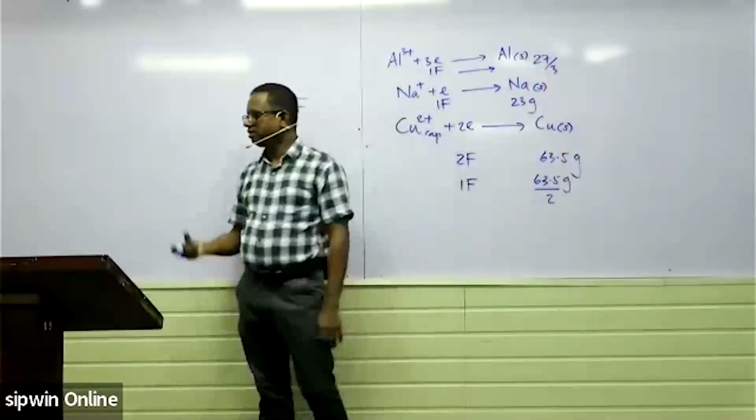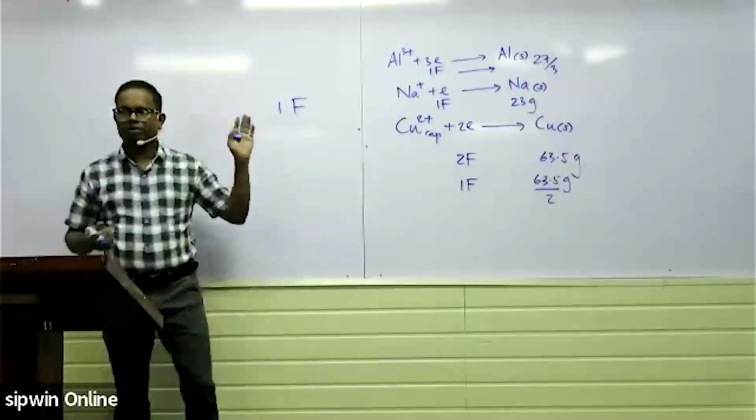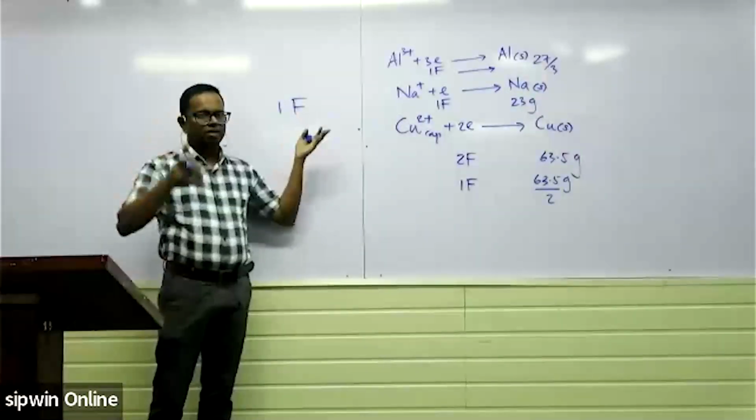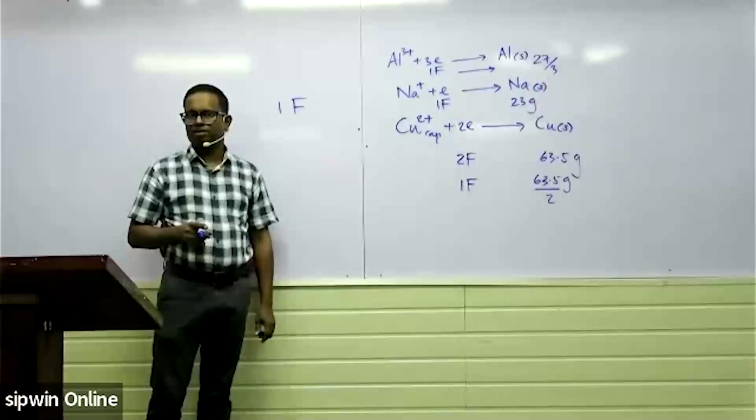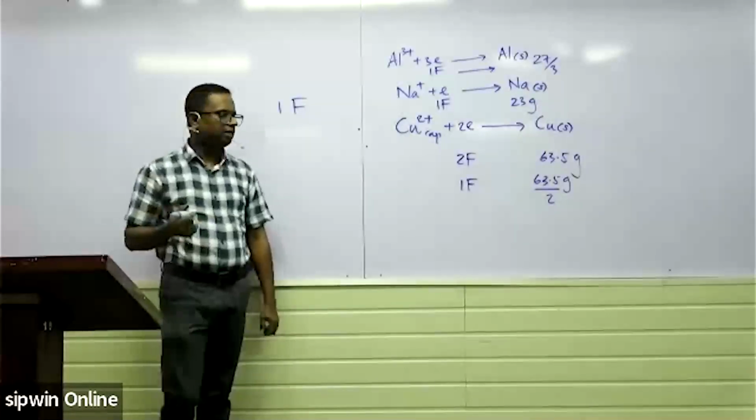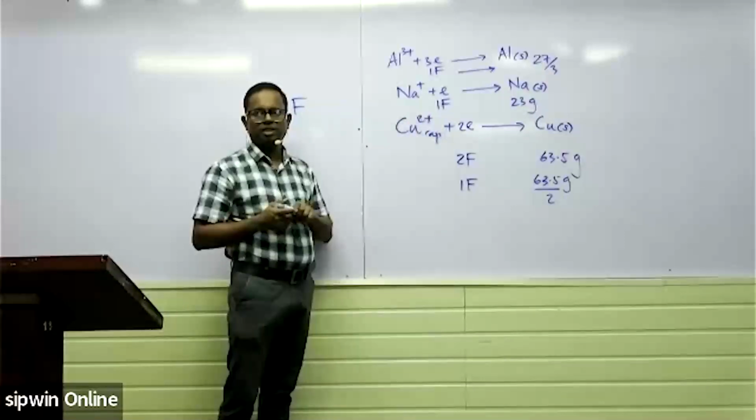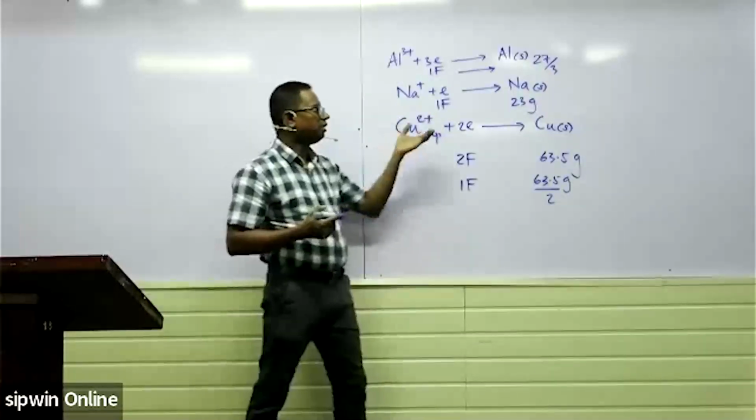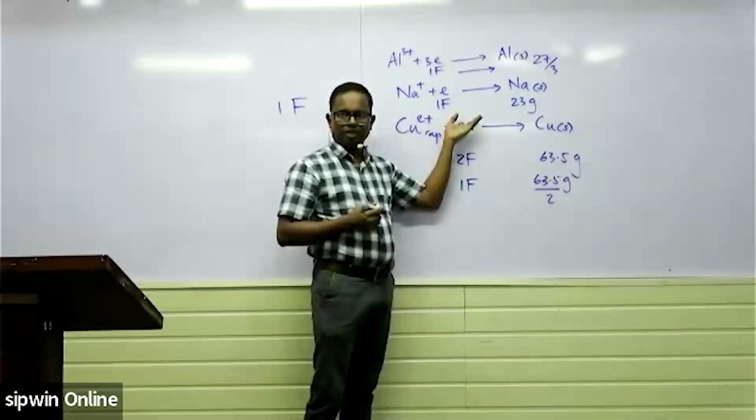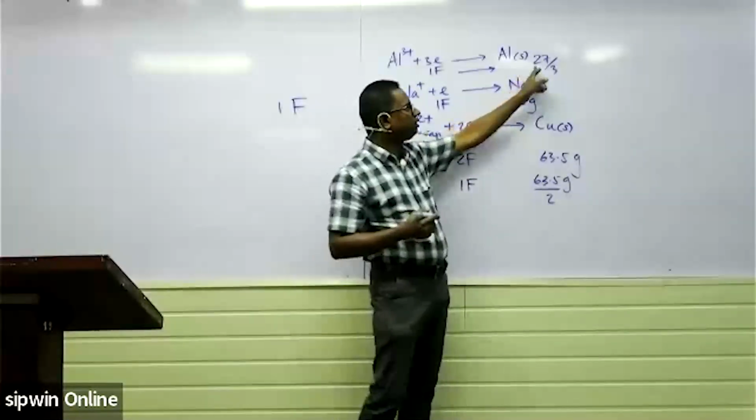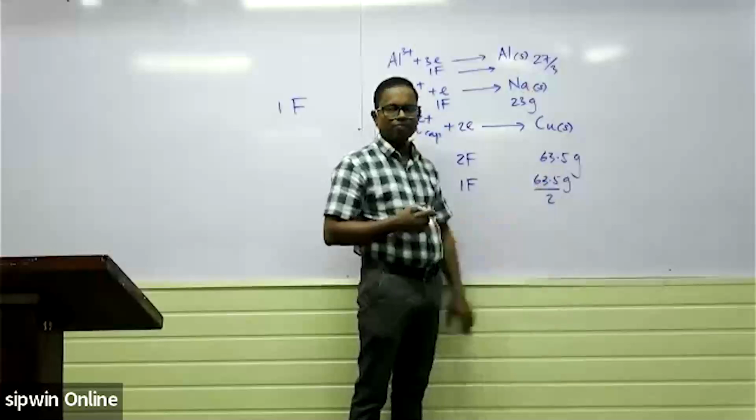So with that, scientists identified these as Faraday's laws. Michael Faraday gave these laws. With that, scientists got an idea of how to define the chemical equivalent weight. Chemical equivalent weight means this one, this one, this one.